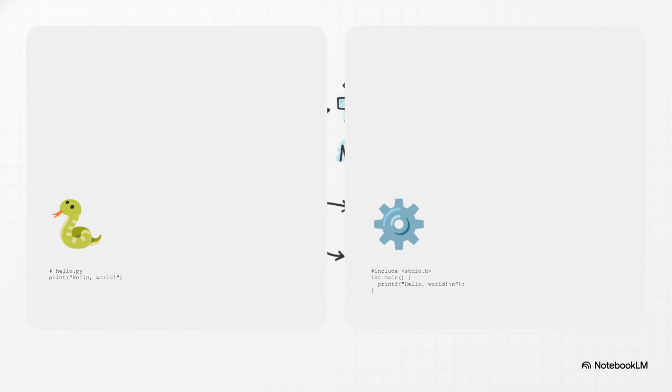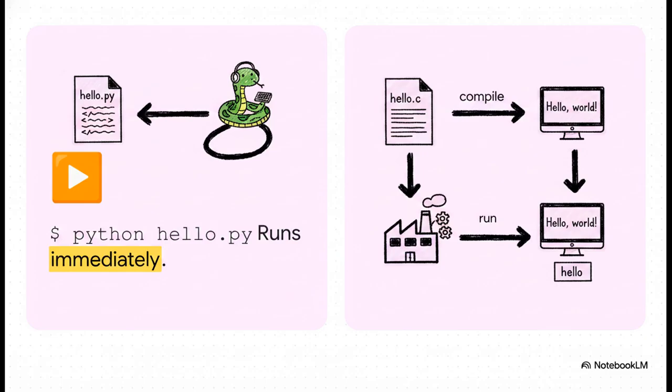You've got this #include thing to bring in code libraries, this int main function, which is always the starting point of a C program, and of course all those curly braces and semicolons. All this extra structure is there because of that extra step C takes before it can even think about running. And this slide right here perfectly illustrates that extra step.